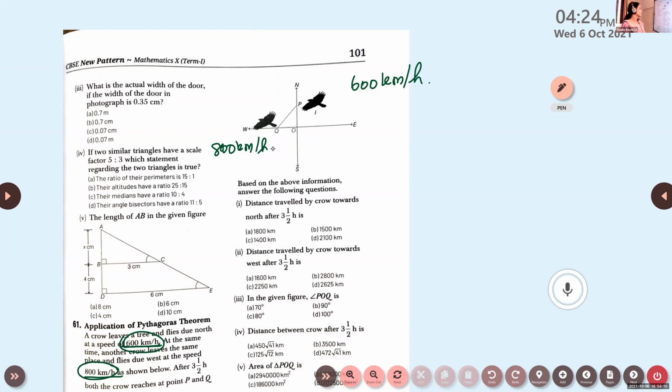Yes, Nirubama, give the answer. Yes, children. Nirubama. Arjun, give the answer, Arjun. After 3.5 hours, what is the distance traveled?